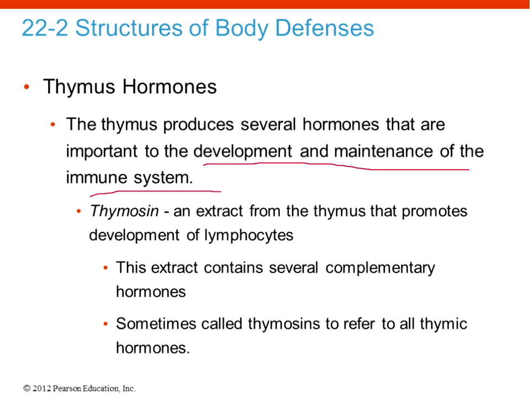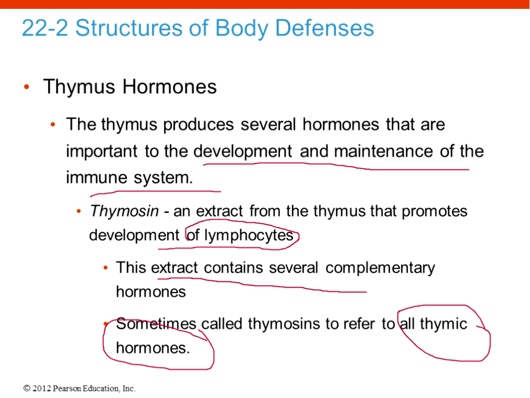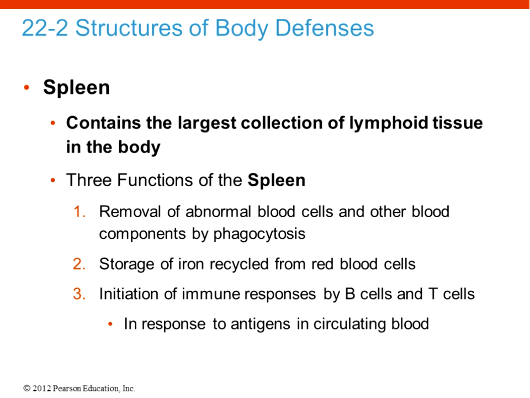system. So thymosin promotes the development and formation of these lymphocytes. And so this hormone has several complementary hormones, and so collectively we call them thymic hormones, as I was mentioning before. And so these thymic hormones work together, and they help produce, form, and develop T cells, which again are the vast majority of cells.